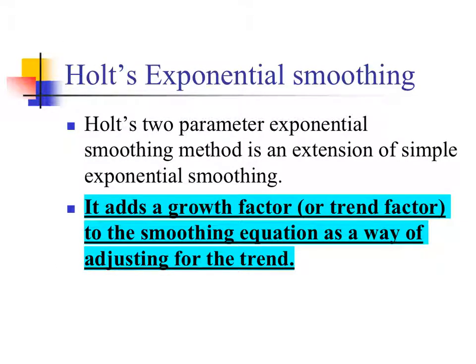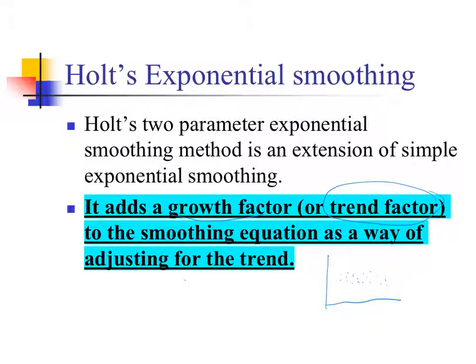The next exponential smoothing model is Holt's method. Holt's two-parameter exponential smoothing method is an extension of simple exponential smoothing. What's the difference? It adds a growth factor or trend factor to the smoothing equation as a way of adjusting for the trend. As you saw before, with exponential smoothing we said that the data does not have trend. It's stationary data. There is no upward pattern, or there are no seasonal patterns in the data.